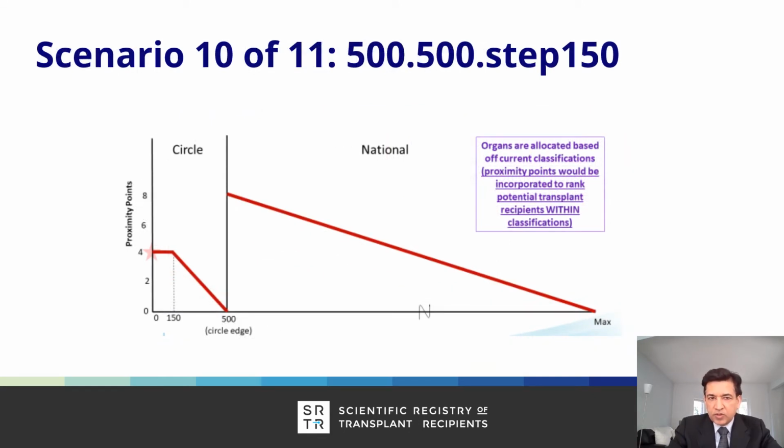We were also asked to model scenarios that included a step or a plateau of points inside the fixed distance circle. In this example, 4 points were awarded for all candidates within 150 miles of the donor hospital. All candidates outside the 150 nautical mile circle, but within the inner circle, were awarded less than 4 proximity points in a linear fashion.